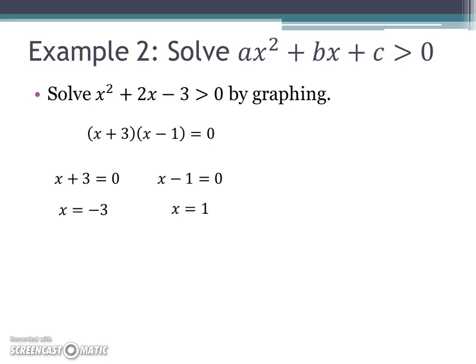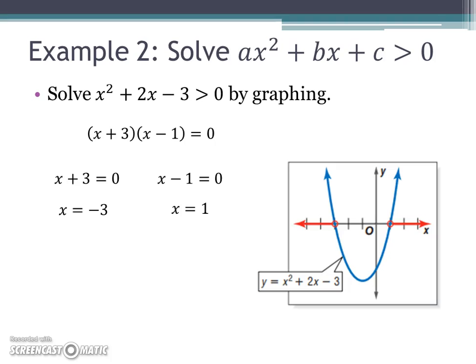So we're going to sketch the graph of a parabola that has x-intercepts at negative 3 and 1. The graph should open up since a is greater than 0. The graph lies above the x-axis to the left of x equals negative 3, and to the right of x equals 1. Therefore, the solution set is x such that x is less than negative 3 or x is greater than 1.